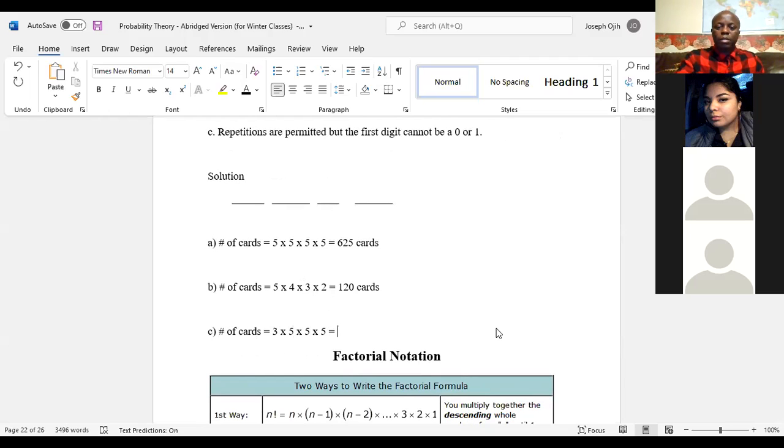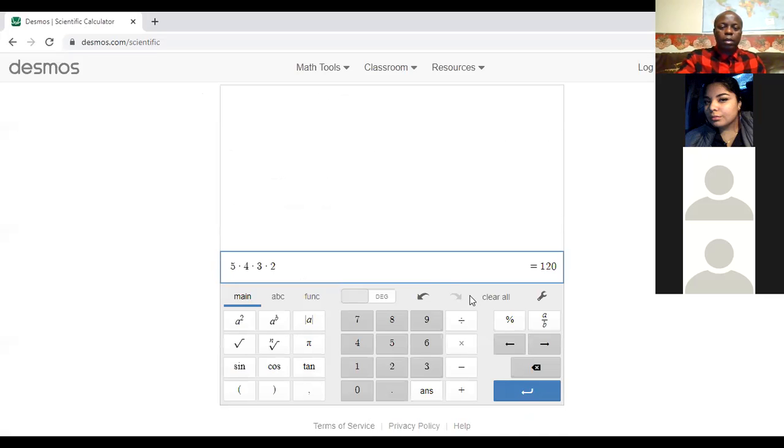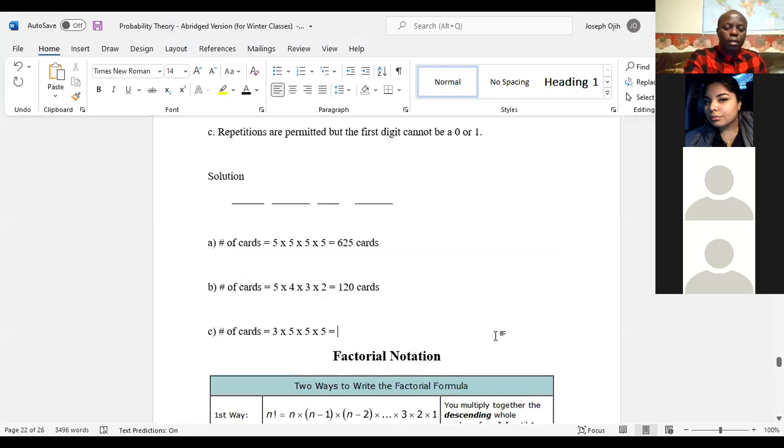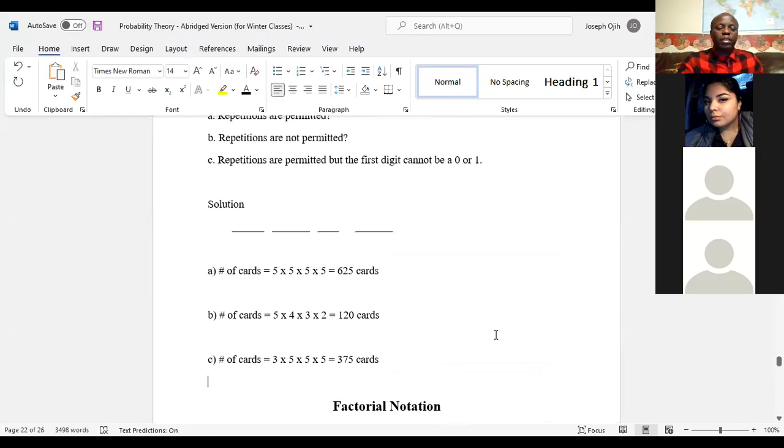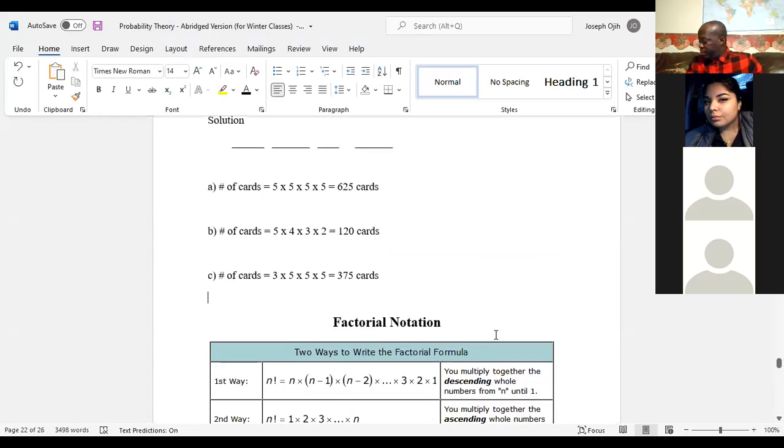So we got 3 times 5 times 5 times 5. 375 cards. Questions before we go to the last section?